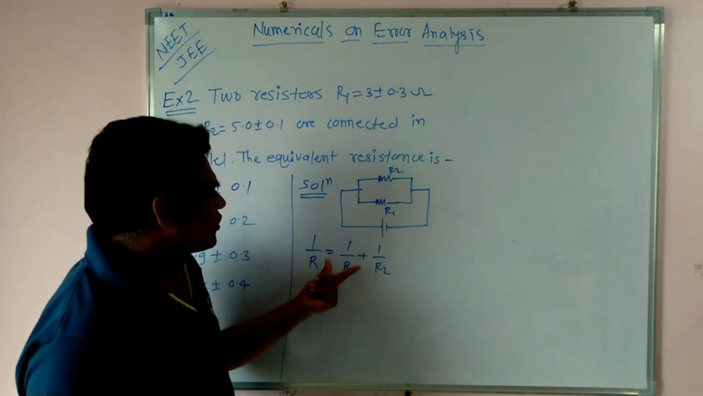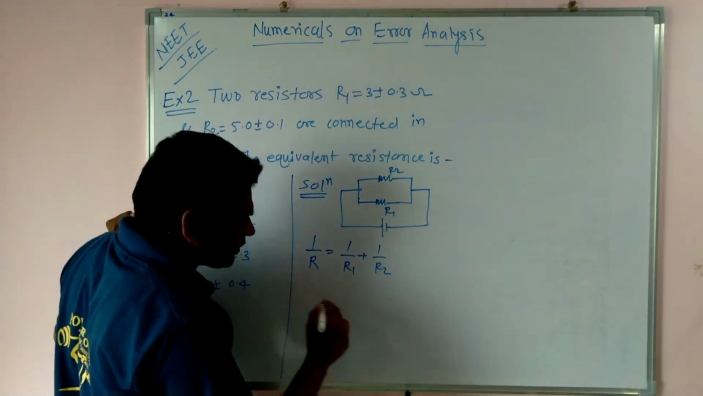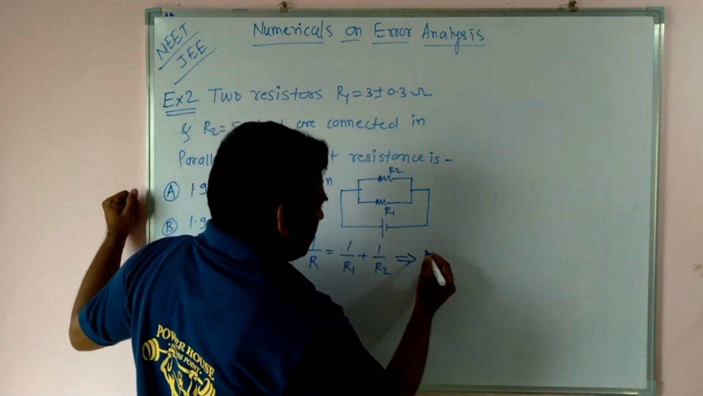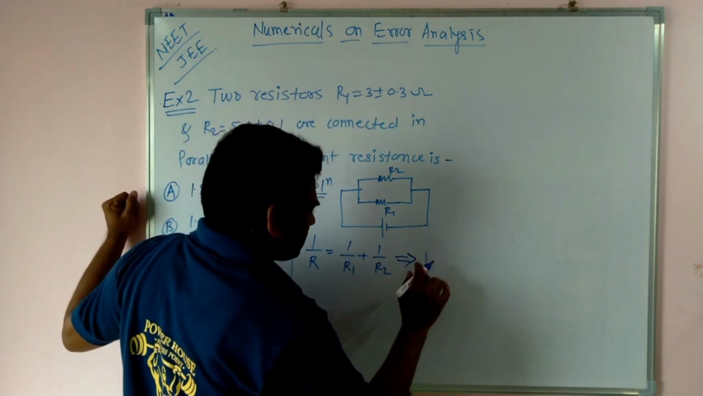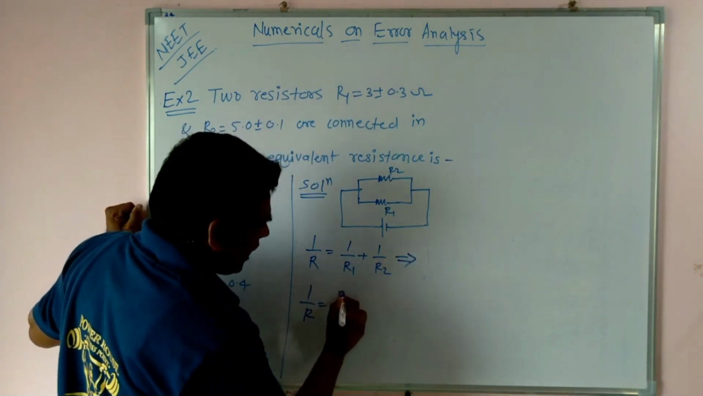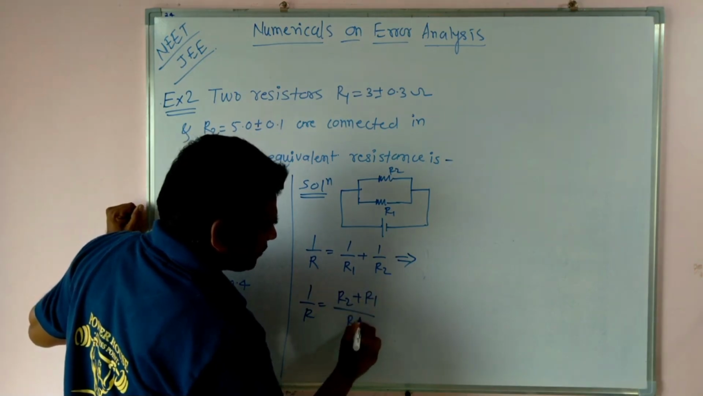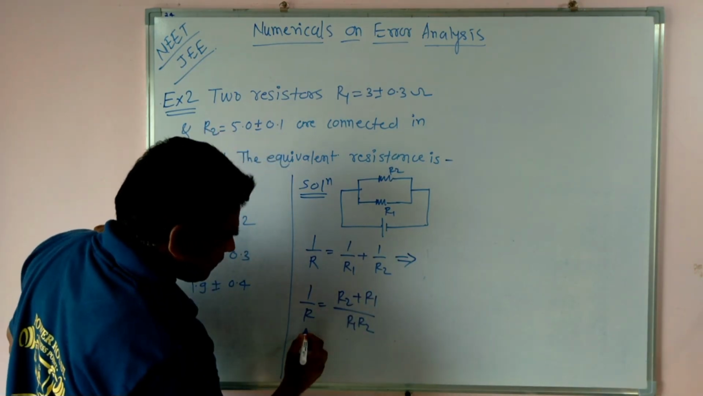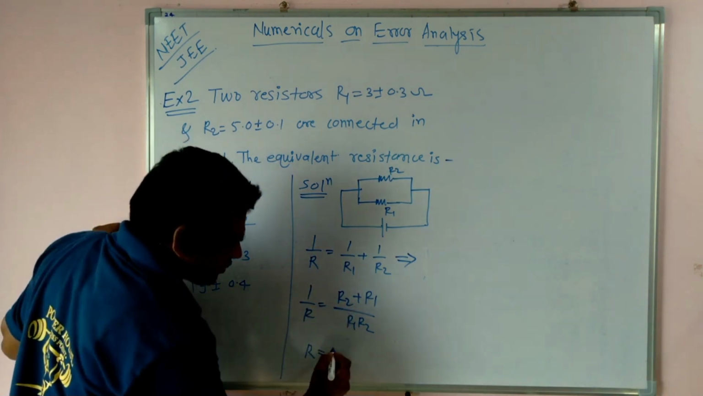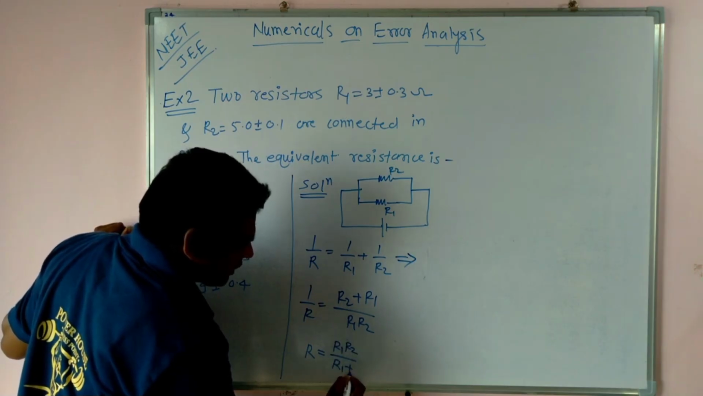So 1 upon R is equal to 1 upon R1 plus 1 upon R2. If you simplify this, we can write 1 upon R is equal to R2 plus R1 divided by R1 into R2. If you simplify further, taking the reciprocal on both sides, R is equal to R1 R2 divided by R1 plus R2.